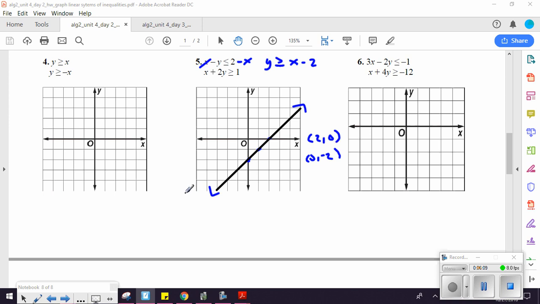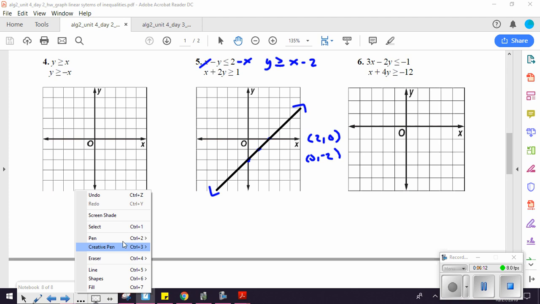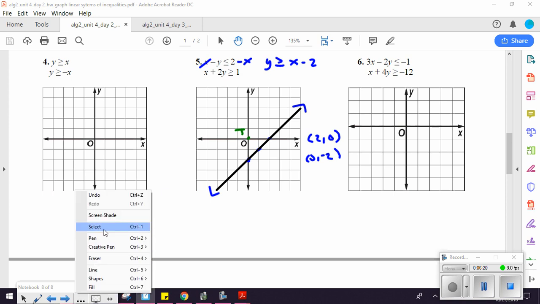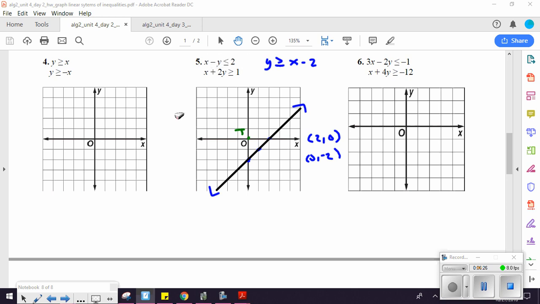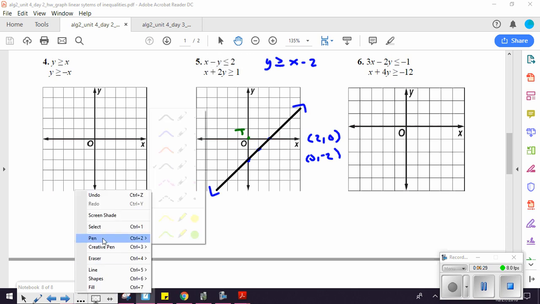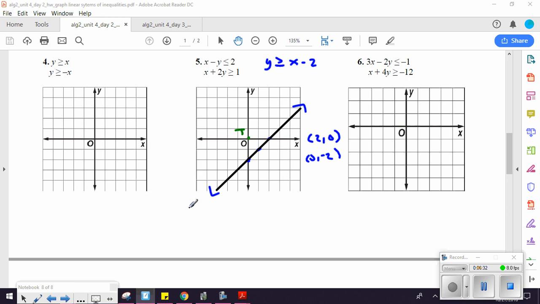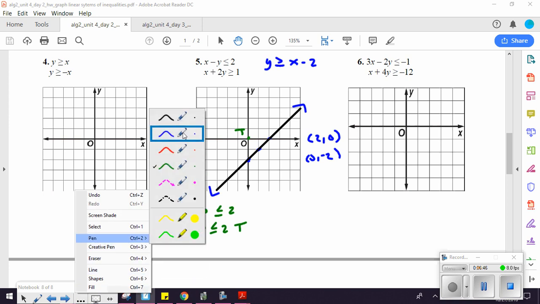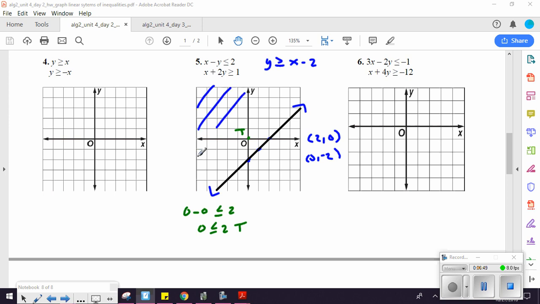All right. Now I can use 0, 0 as my test point. Using the original inequality, I'm going to replace 0 for x and for y. So I would have 0 minus 0 less than or equal to 2, which gives me 0 less than or equal to 2, and that is true. So that means I would shade above this blue line in the direction of 0, 0.